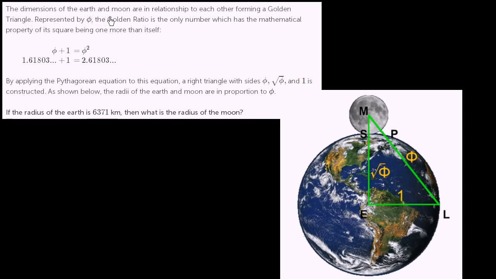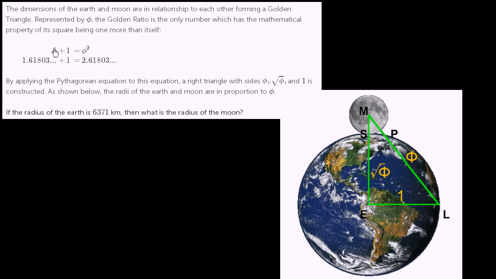The dimensions of the Earth and Moon are in relationship to each other, forming a golden triangle. Represented by phi, the golden ratio is the only number which has the mathematical property of its square being one more than itself. And there's a whole video on phi on the Khan Academy, and I suggest you watch it. It will give you chills. And if you watch that and you do this problem here, you will have even more chills. But let's just try to tackle this problem.